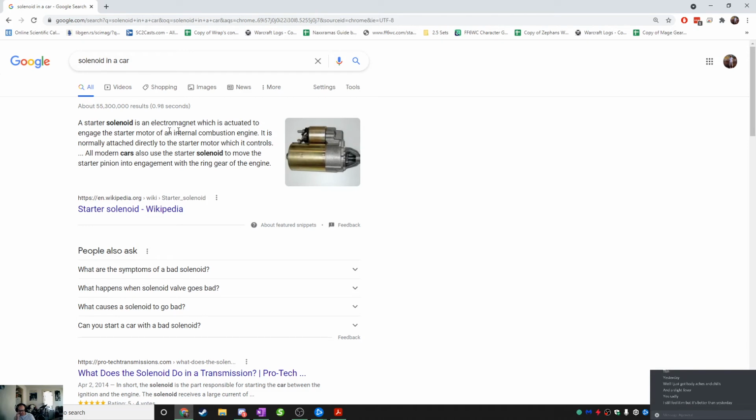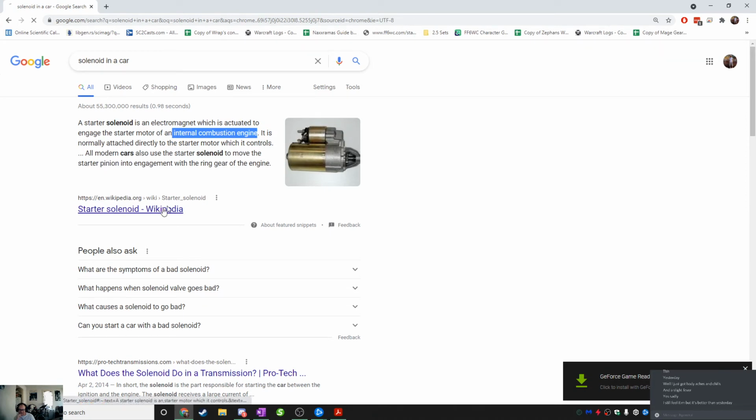So a starter solenoid is an electromagnet which is actuated to engage the starter motor of an internal combustion engine. It's normally attached directly to the starter motor, which it controls. All modern cars also use a starter solenoid to move the starter pinion into engagement. Maybe we get some pictures.